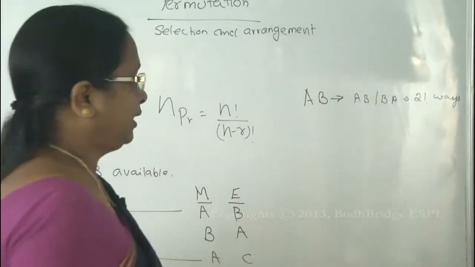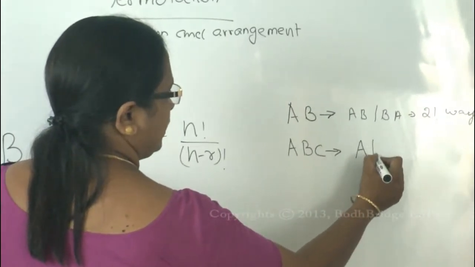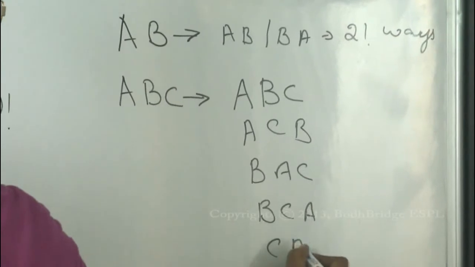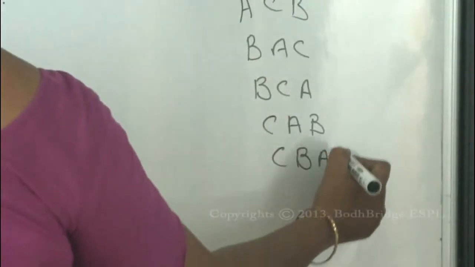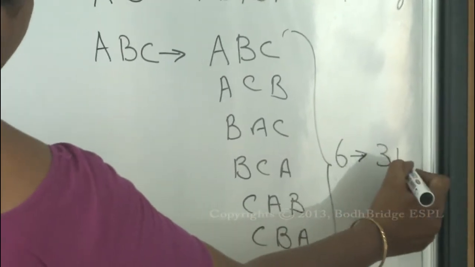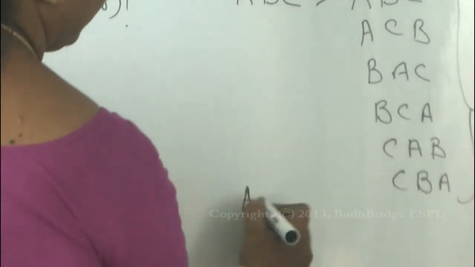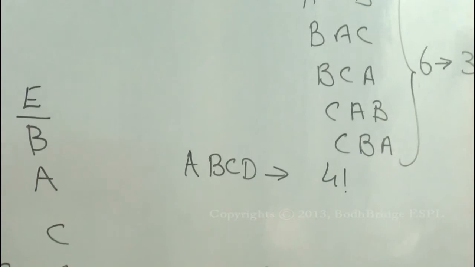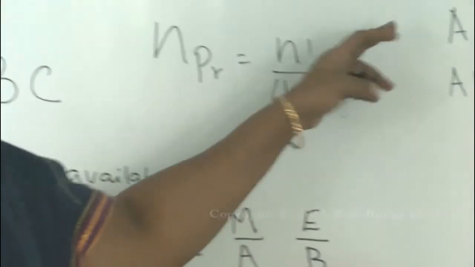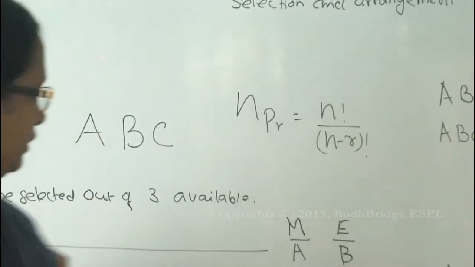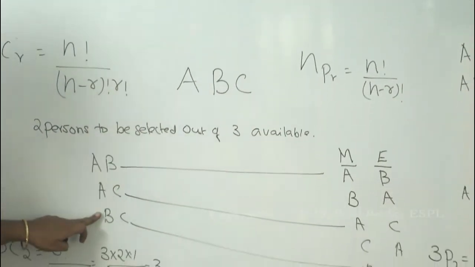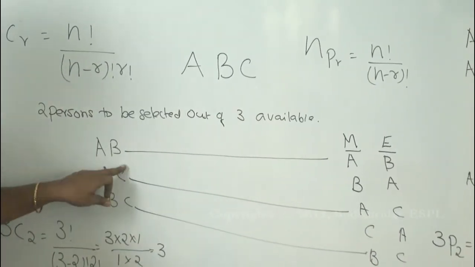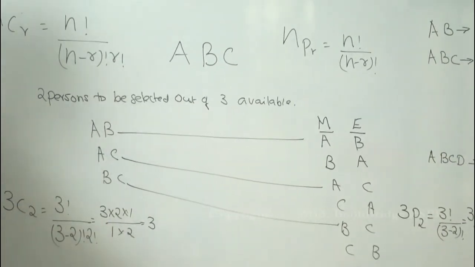If you have 3 letters ABC, how many ways are possible to arrange them? ABC can be arranged as ACB, BAC, BCA, CAB, CBA. So totally you have 6 ways, or we can call this 3 factorial ways. Similarly, when you have 4 different letters, the number of ways they can be arranged is 4 factorial ways, and with 5 different letters it will be 5 factorial ways. So this is basically only arrangement. Here there are 3 ways of selecting 2 persons out of 3, and then each of these has an arrangement of 2 factorial ways. So 3 into 2 is 6. It can be calculated this way.